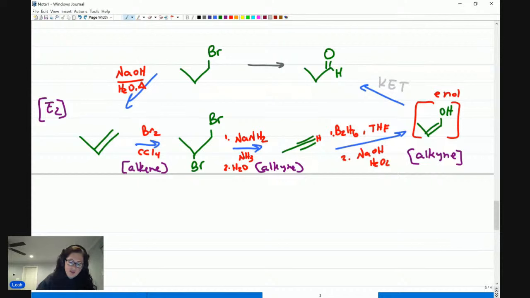Again, we had the same starting molecule, the same product, two very different approaches, because if one option doesn't work, but you know another one, just do the other option.